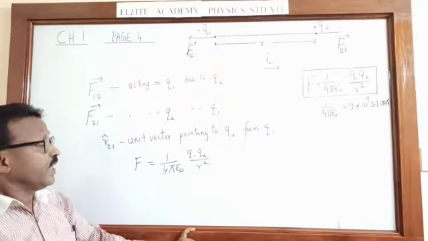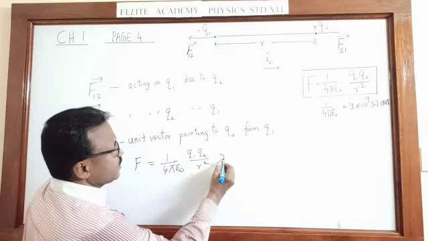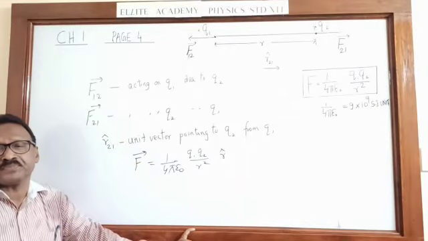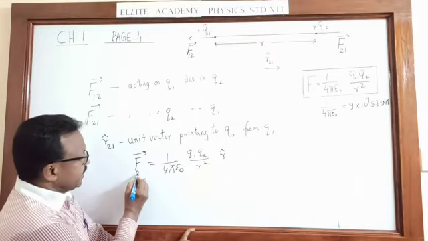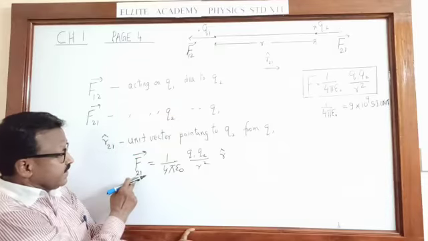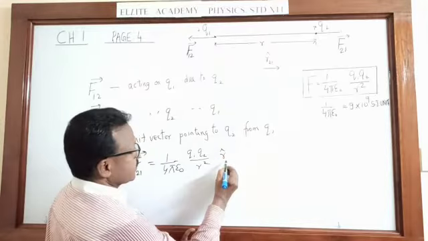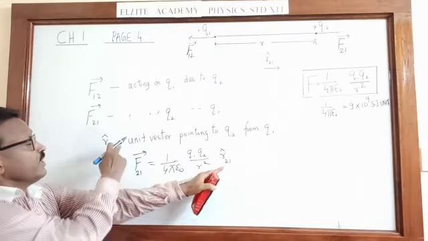No problem. I want to make it a vector. What I must do is multiply by a unit vector; then this becomes a vector. I want the force F21, so I write F21, that is to the right. The force acting on the second charge is due to the first one. R21 cap is in the same direction, so I write R21 cap. What is R21 cap? Already mentioned.